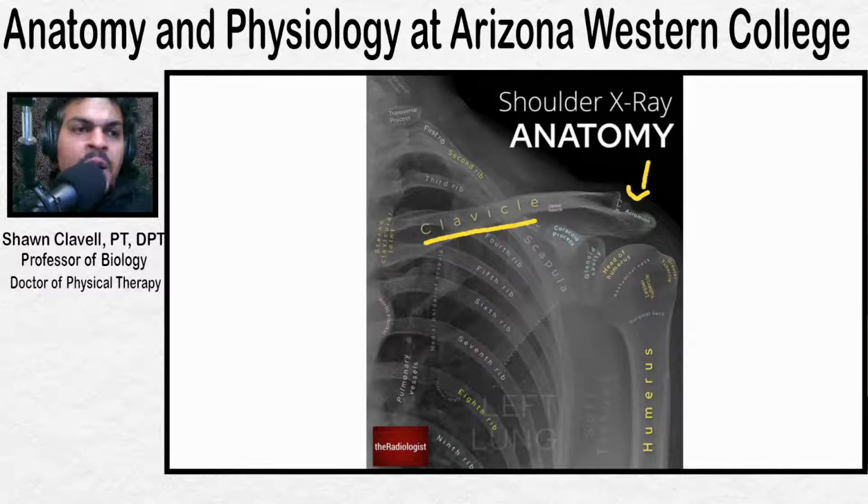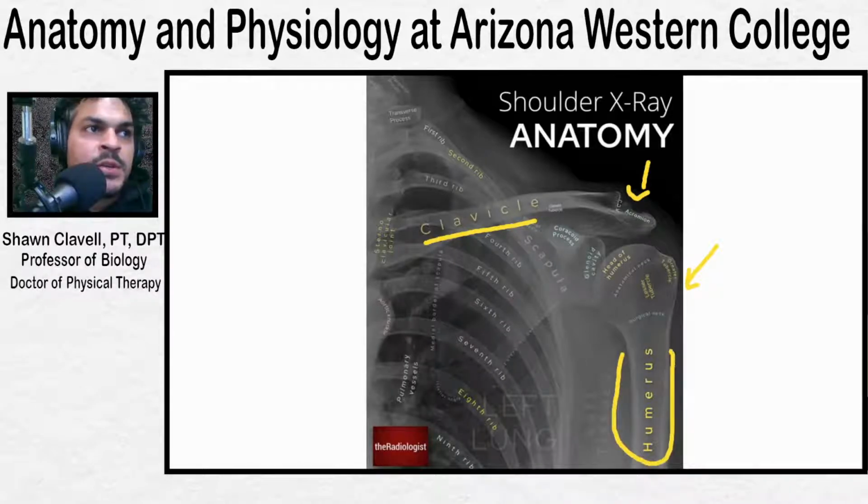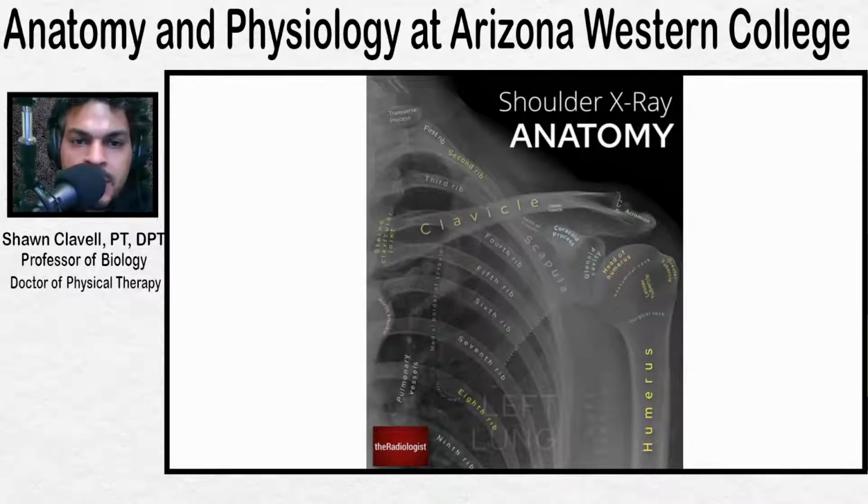And then off to the humerus, or the arm bone here, the humerus. I can type that out for you. Or actually, I'll just circle it. Right, there's the humerus. And so we're looking at a left shoulder, a left humerus, as this patient is facing us. We can see the ribs, the scapula, and some of the features of the cervical spine.